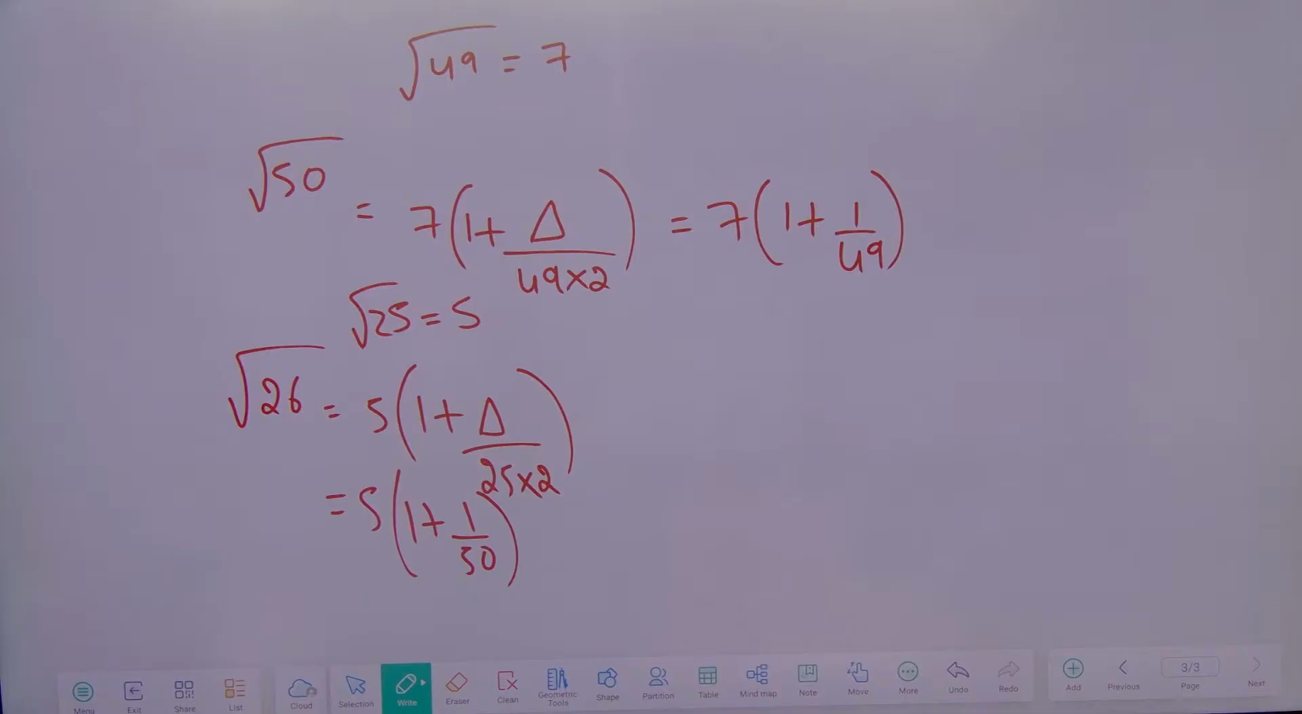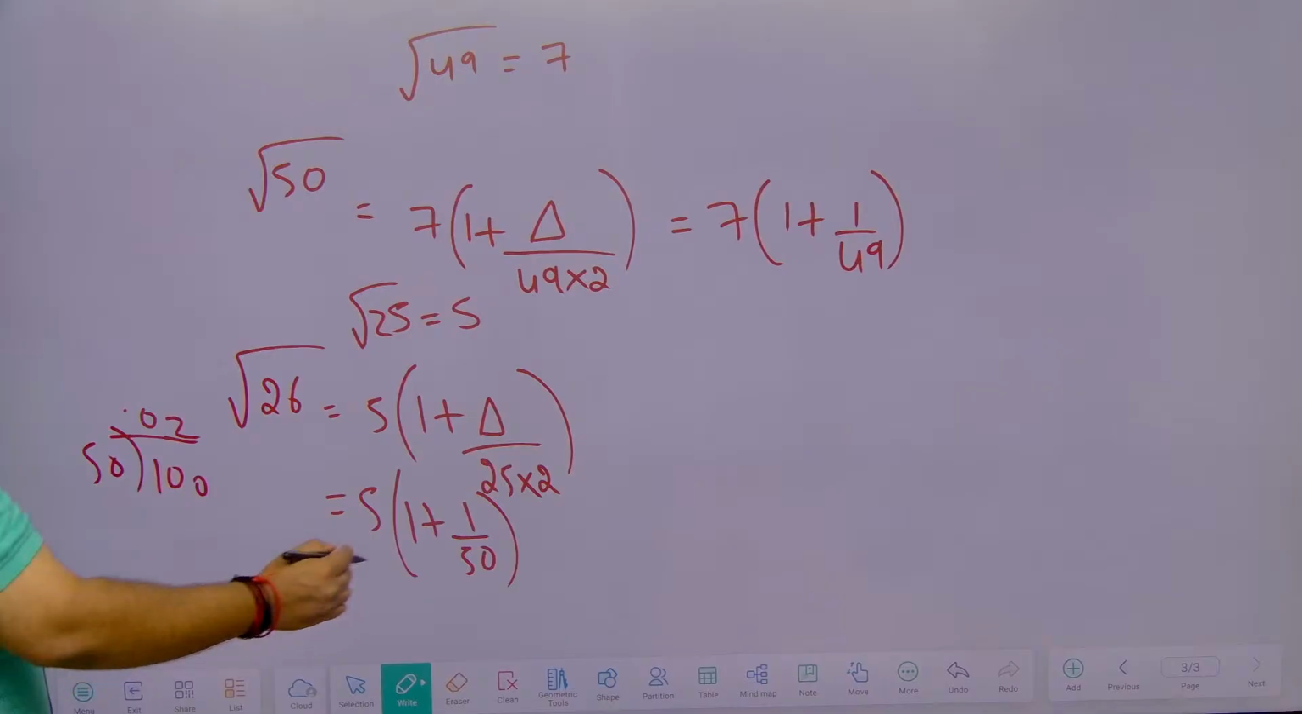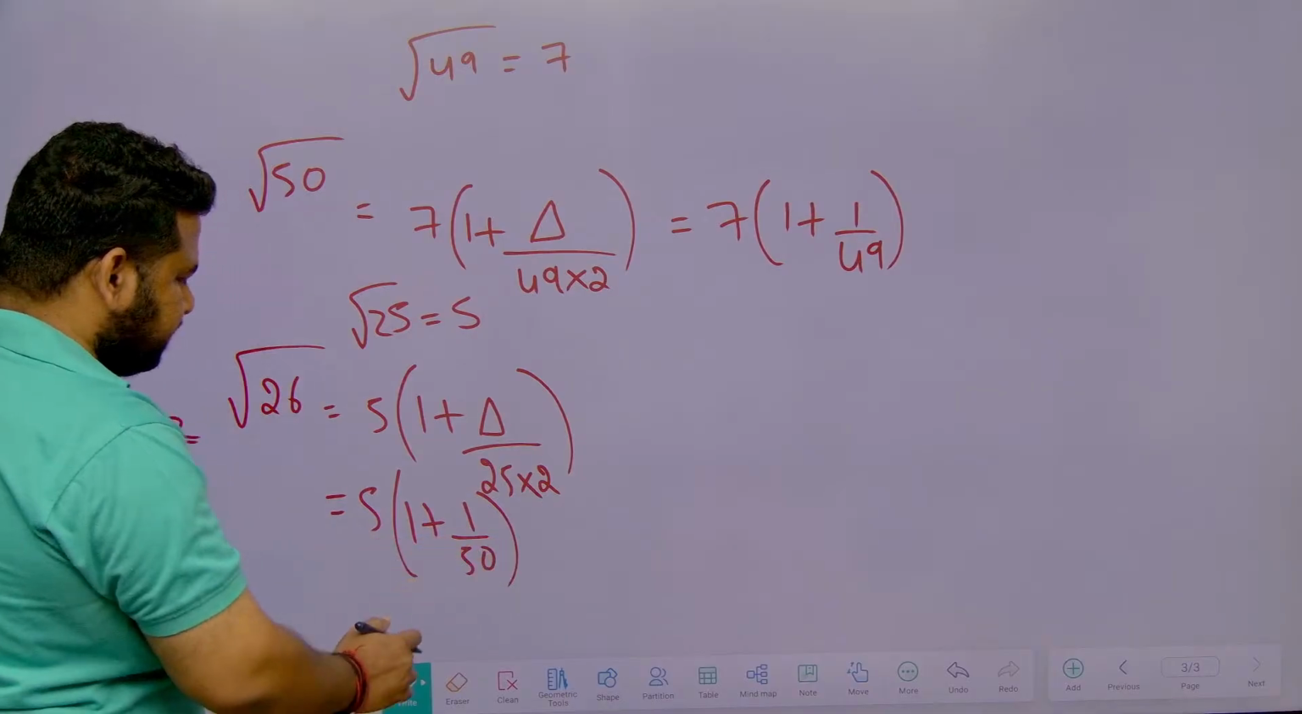1 by 50 means what is the value? It is 0.02. What you will do? 1 by 50 means, see here, 50 divided by 1 means you will write what? Decimal point 0. Another 0 you will write here, 5 twos. That is nothing but what? 0.02.